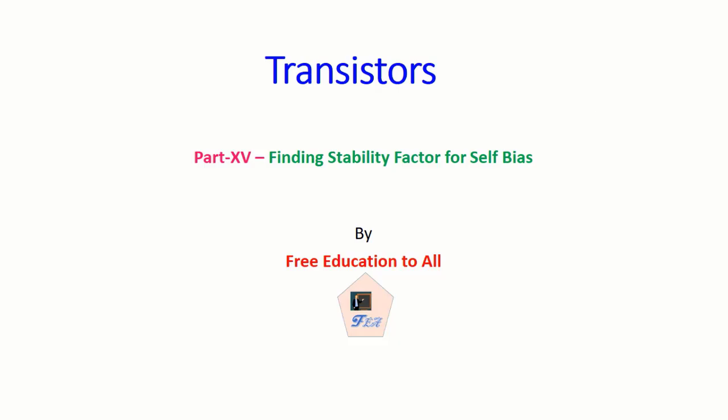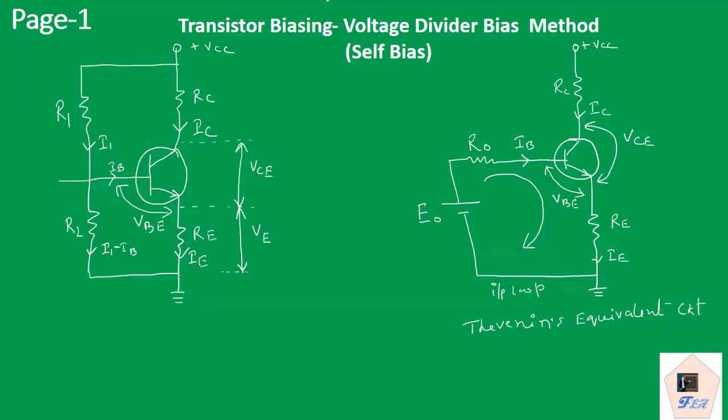Hello and welcome to the next lecture of the transistor series. Here we are going to discuss the stability factor of self-bias. In our previous discussion, we did the circuit analysis of self-bias, or voltage divider bias, or potential divider bias. There we just considered the end result of the stability factor. Now in this lecture, we will derive the stability factor for self-bias.